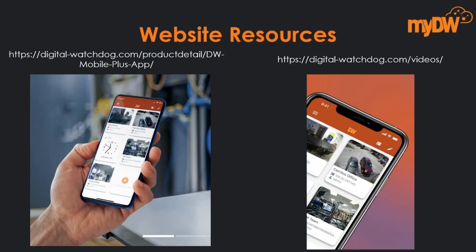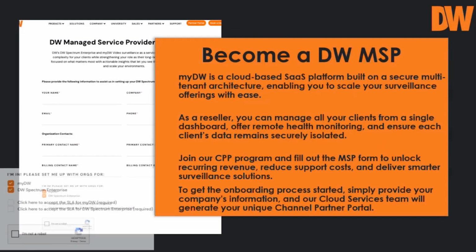Now, one of the things you'll do, especially if you're using the COVA unit and you want to take full advantage of the Mobile Plus app, is please go and sign up as a DW MSP. You go to our homepage, click the Partner Portal button at the top. If you're already a CPP member, you go right to the CPP homepage, scroll down for MSP onboarding. Fill this out. It'll also make you eligible to be a Spectrum Enterprise MSP along with the myDW. And with this way, you can also be involved in the recurring revenue part of this project.